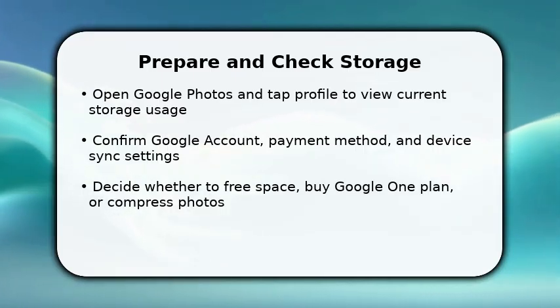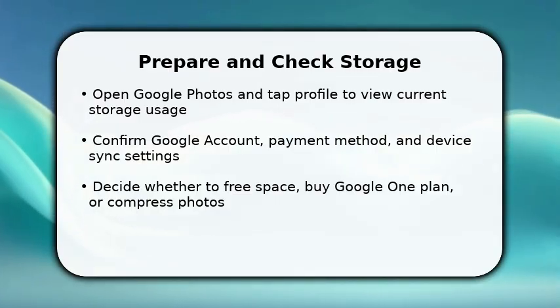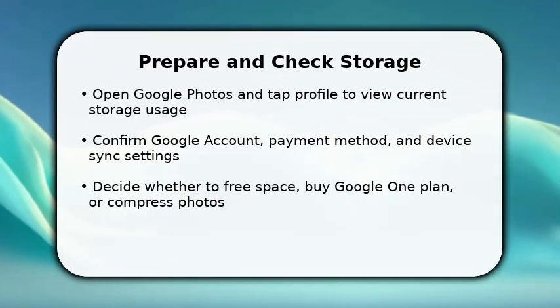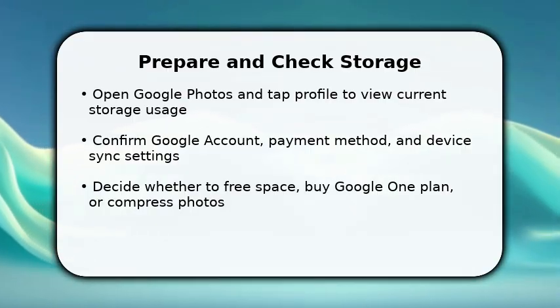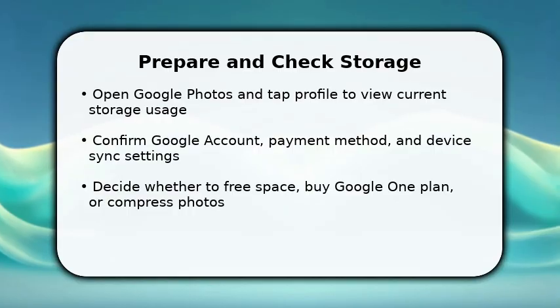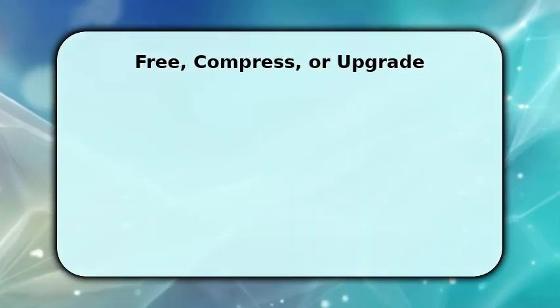You also need to choose free up space, upgrade to Google One, or convert items to high quality. Each option has trade-offs for quality and cost, so act on the option that matches how many gigabytes you need. Now you implement the chosen method.